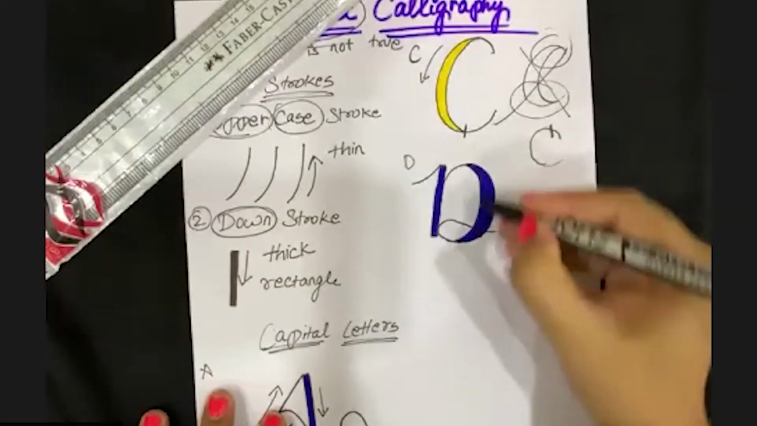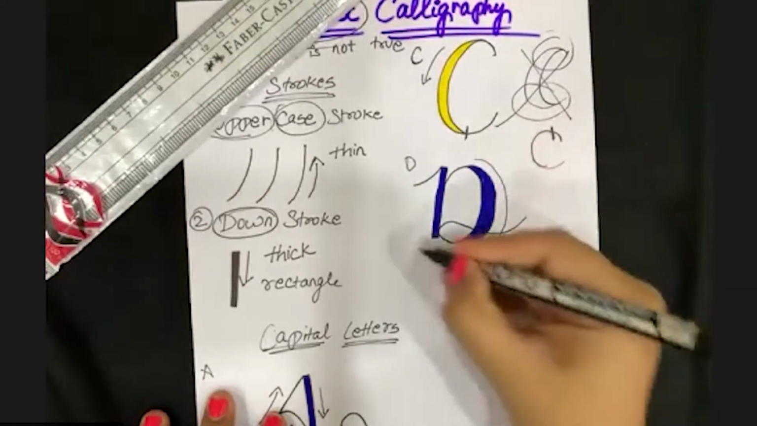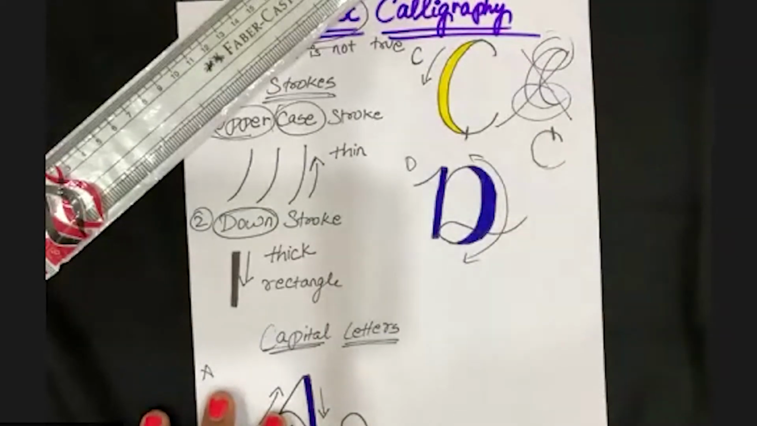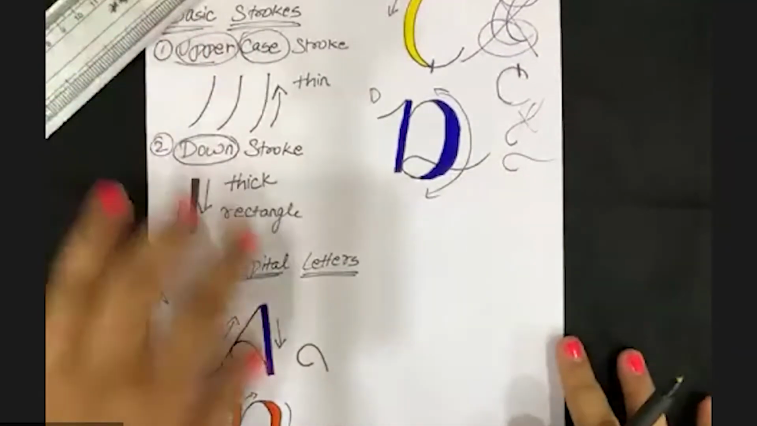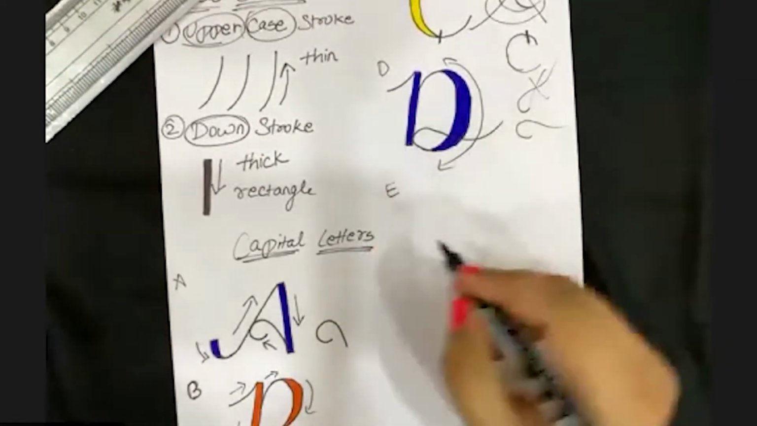And make sure that this circular curve is perfectly circular. Okay, so yes, now again we are going on with the letter E, the capital letter E.